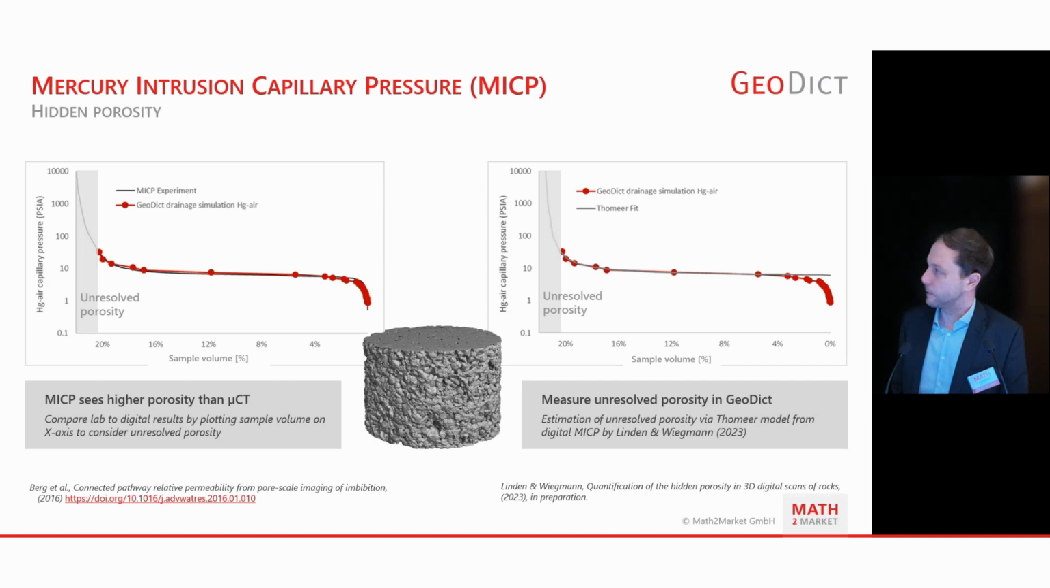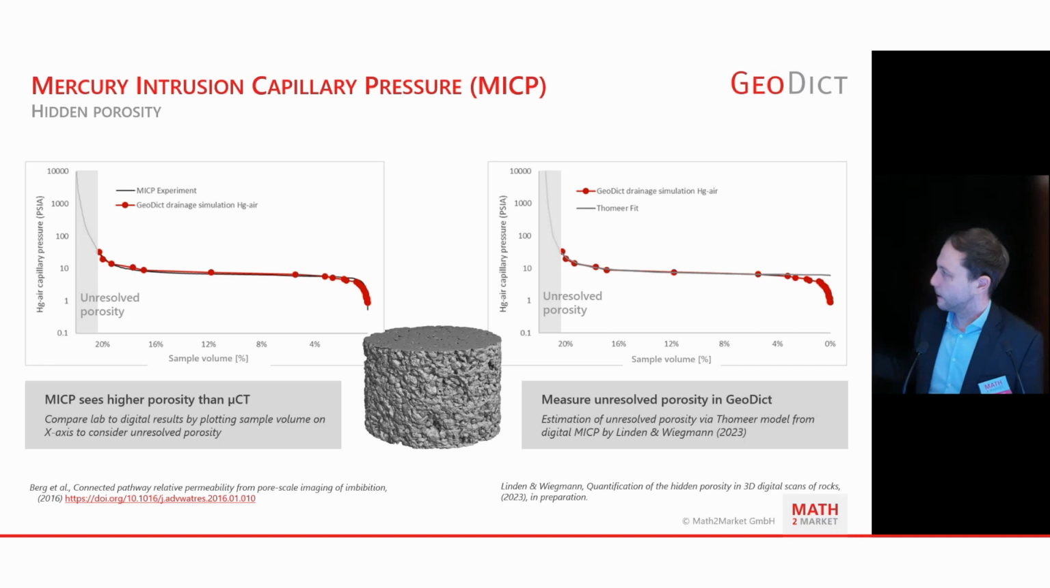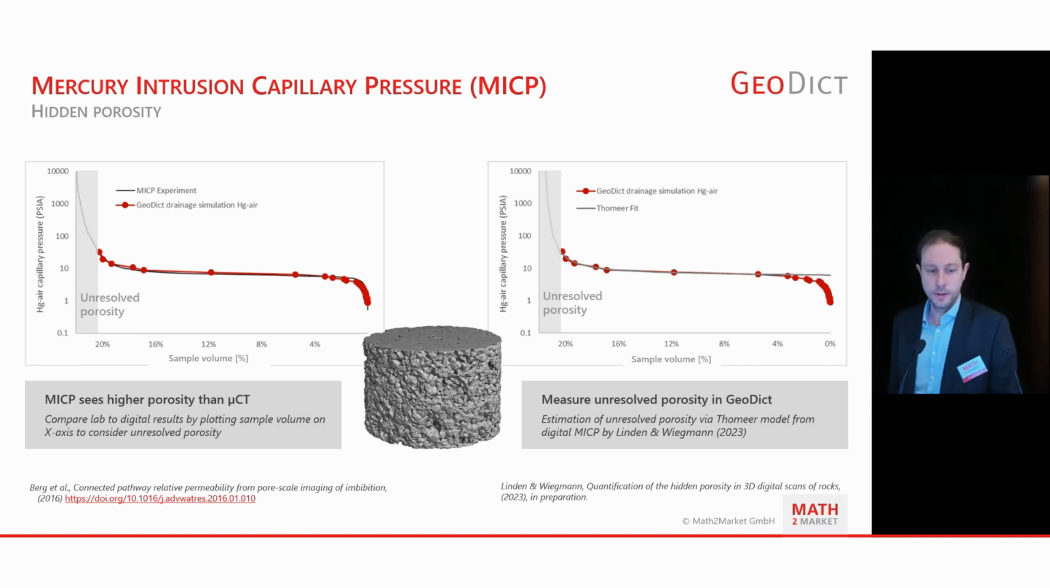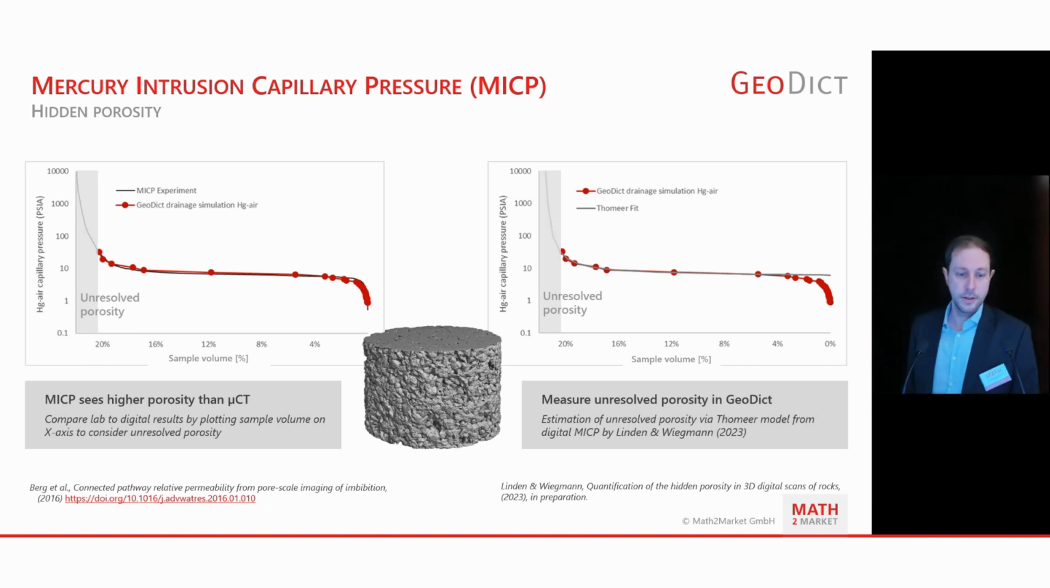Yeah, and this is the result of this simulation. Here on the left-hand side, you can see measurements in gray, and red denotes the GeoDict simulation. And on the right-hand side, this data is coming entirely from GeoDict. So here the gray line is our Thomeer fit, which lets us see the unresolved porosity and even measure that in GeoDict.